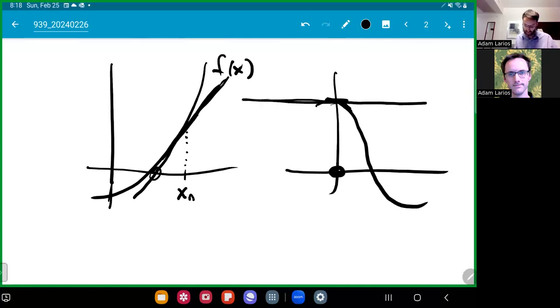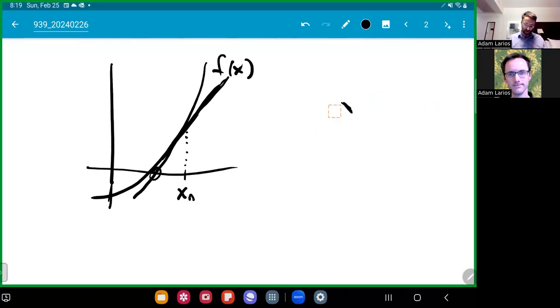So if we're unlucky enough to guess 0 as our initial guess, we go up to the function, we draw our tangent line, and we never hit the axis. We just go off in either direction with no luck. So we could get an unlucky guess in that way. There are other situations that can happen. You might have multiple zeros, like we had in the previous picture.